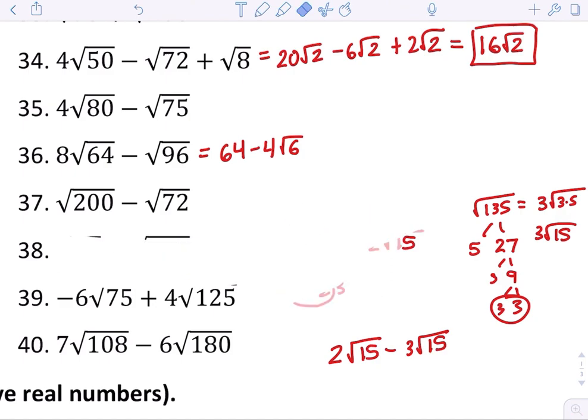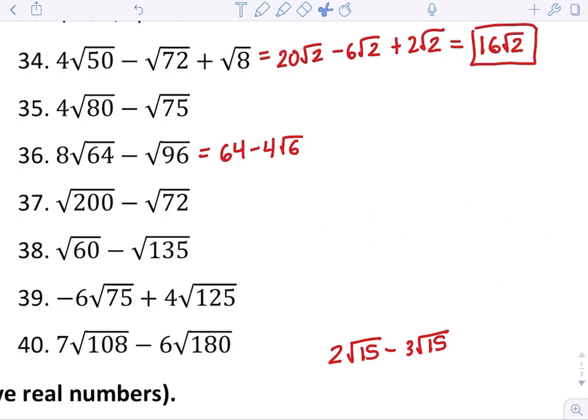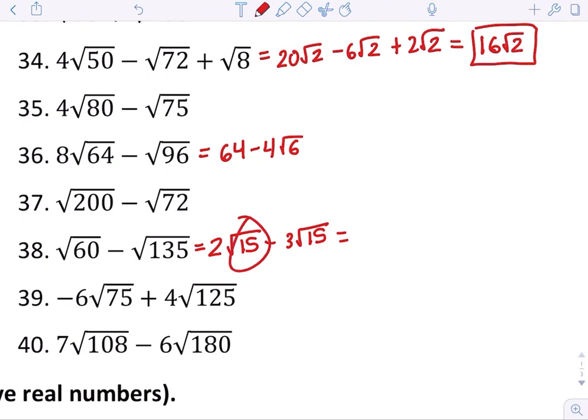I'm gonna erase all this stuff and put this over here. And 2 minus 3, because both of these have the same root and radicand, which means we can combine. So 2 minus 3 is going to be negative radical 15. Oh, didn't box this one.